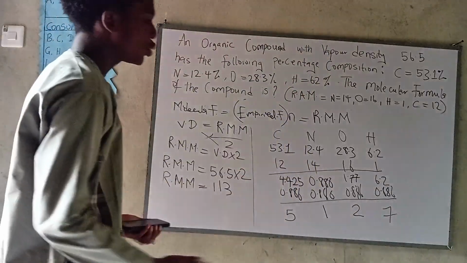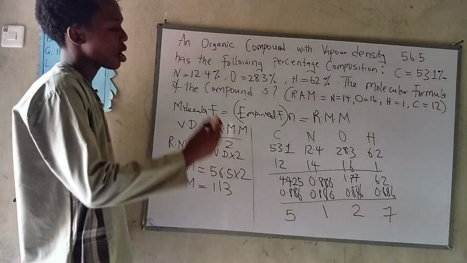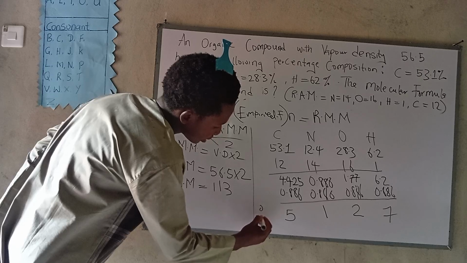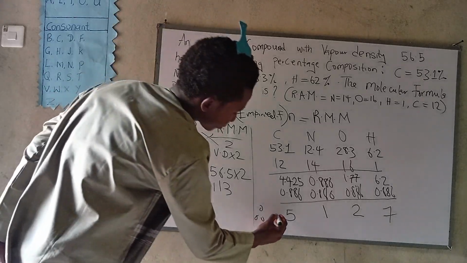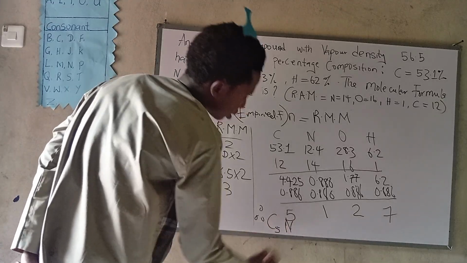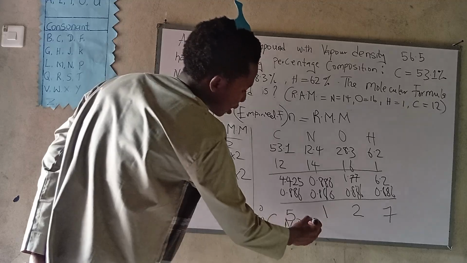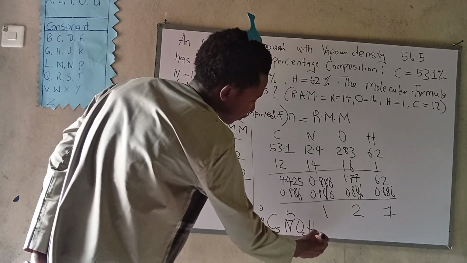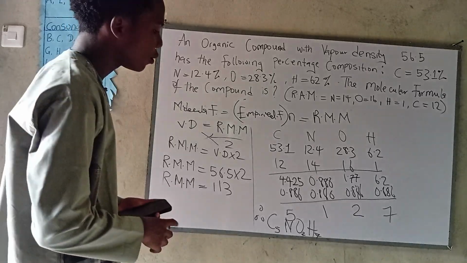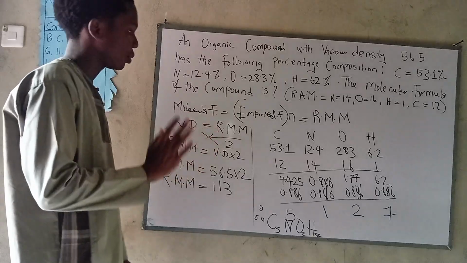Now, since we've gotten our empirical formula, this compound can be written as this. The empirical formula of the compound will be written as this. We have C5, nitrogen, O2, and hydrogen 7. Okay, now what do we do next? We have to look for what? Our molecular formula. This is why we're here, to look for the molecular formula.